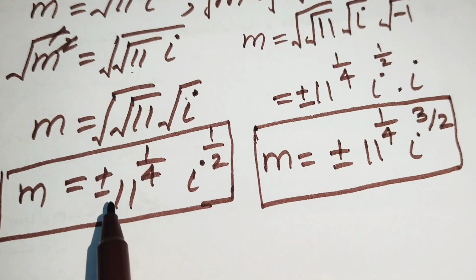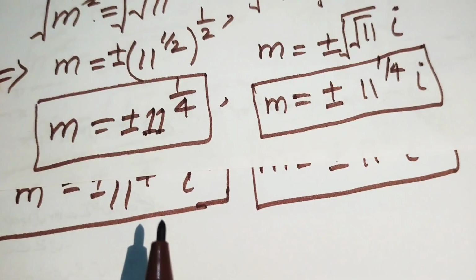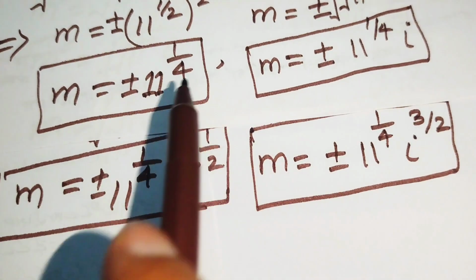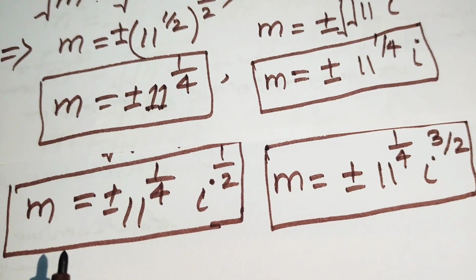So these are the two roots, and two roots become four roots, and these are the other two roots. So these are the total 8 roots of the given equation, and this is the final answer.